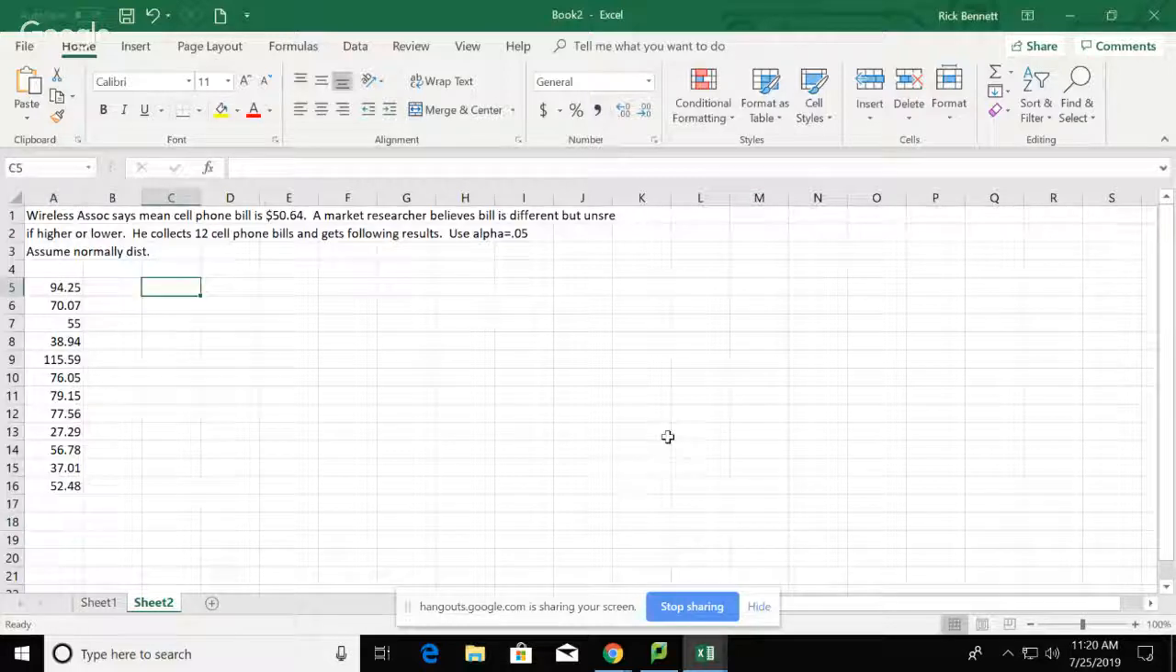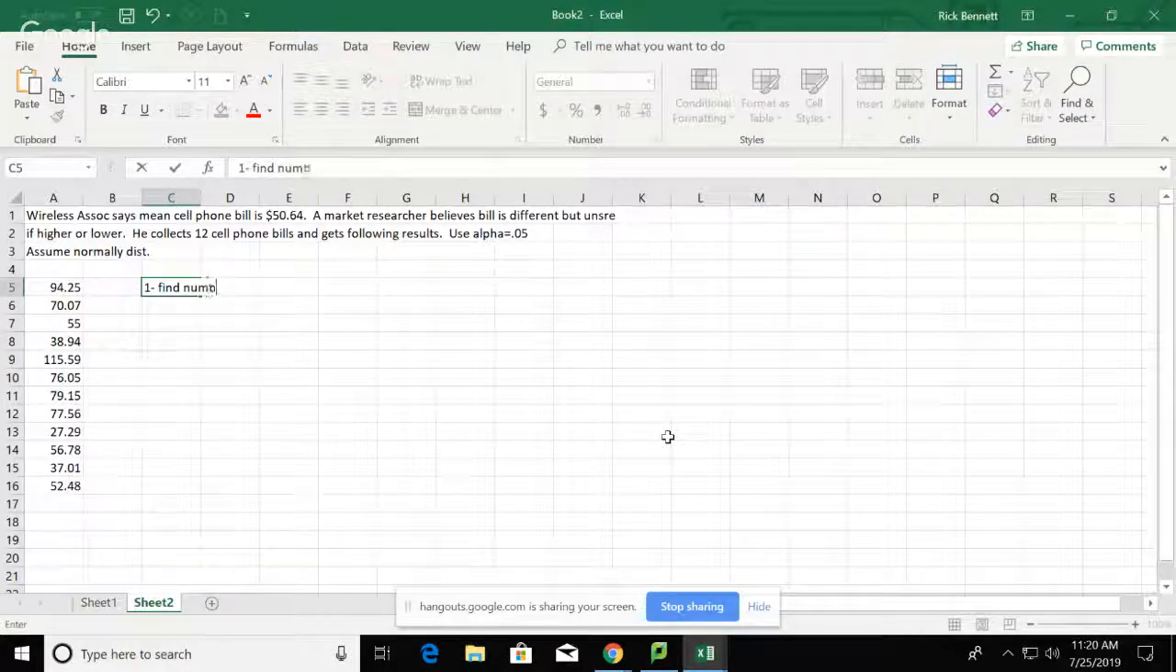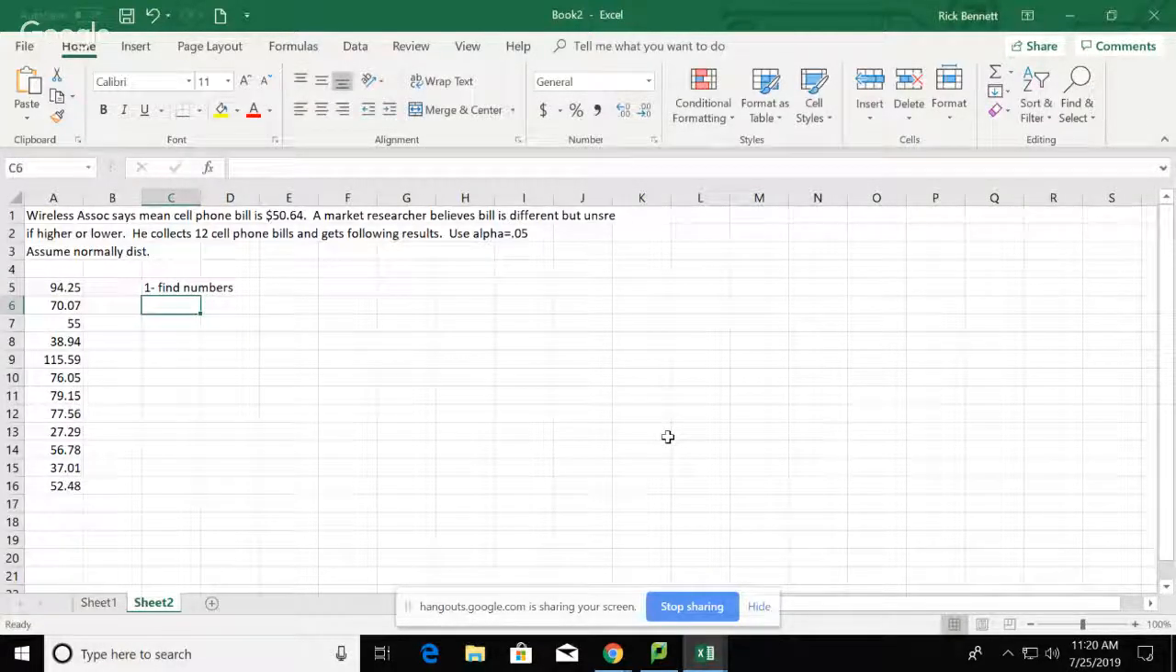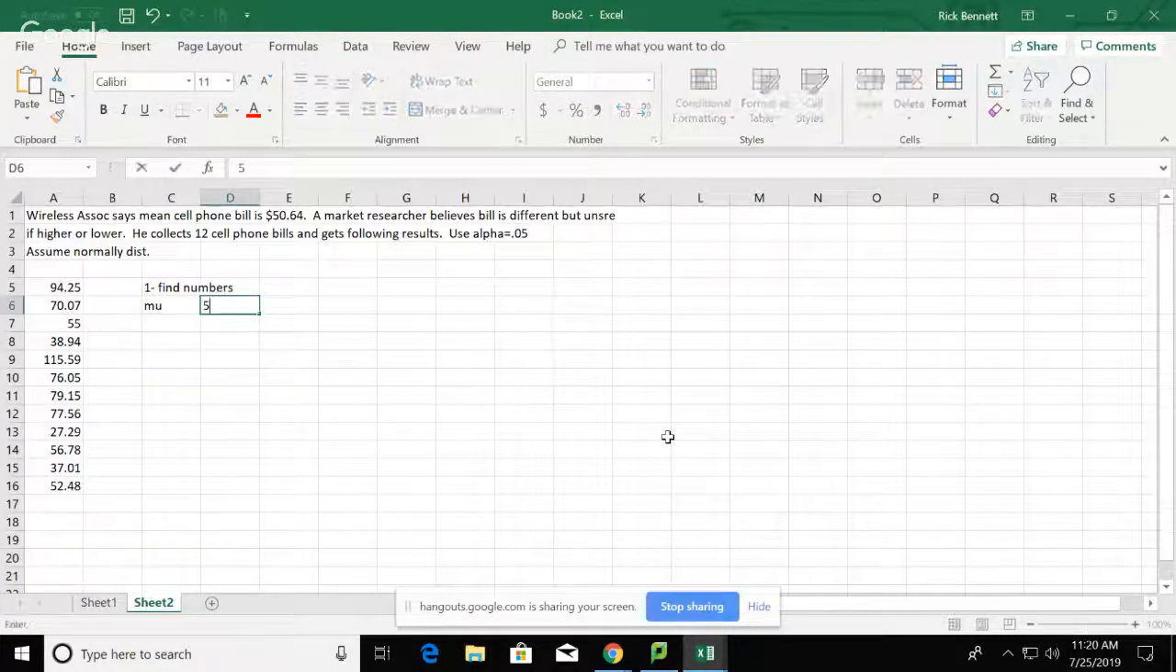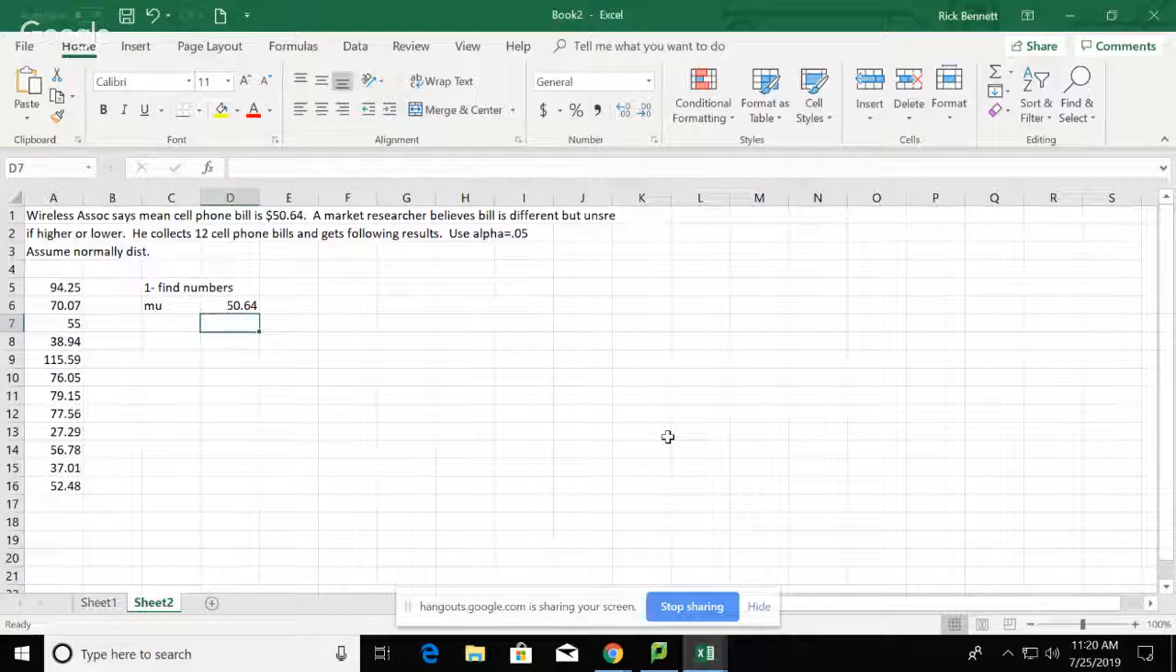First step is to find the numbers. What numbers do we need? Calculate the X bar from that. We're going to have to find our own X bar, aren't we? Let's go through. It says the mean cell phone bill is $50.64. Mu equals 50.64. Market researcher believes it's different. He collects 12 cell phone bills.